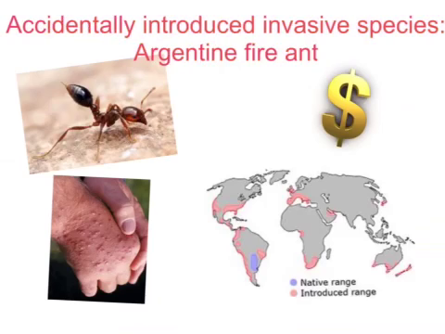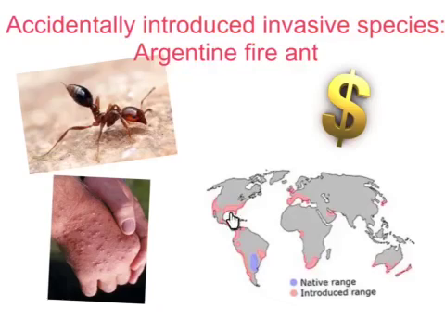Our third example of an invasive species is one that was accidentally introduced, and that's the Argentine fire ant, which we can see right here. It has this little stinger. Originally from Argentina, so we can see down here this map. The blue range is showing its native habitat, and then the pink areas is showing all of the places in the world where the Argentine fire ant is now found.